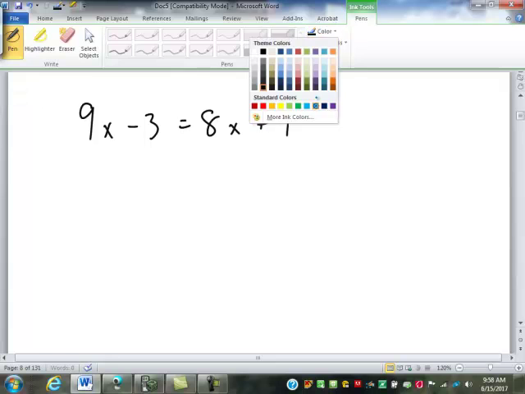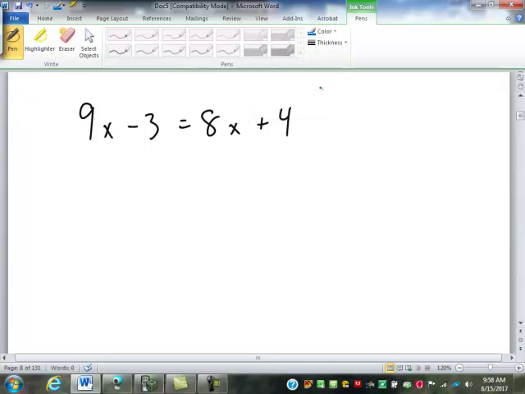Tell me what to do here. You got to get rid of 8x. Okay, we've got an x on each side, so we have to get rid of one. We can't combine them because they're on different sides. We have to get rid of one. And you say the 8x? Because it's the smaller one.